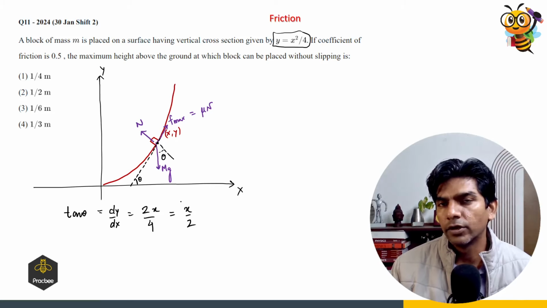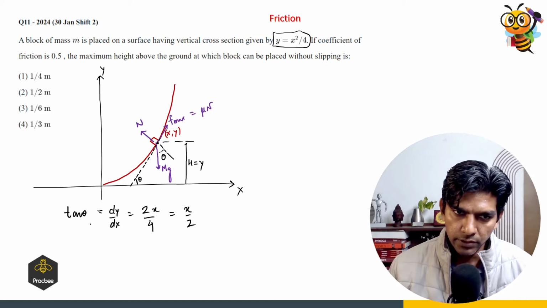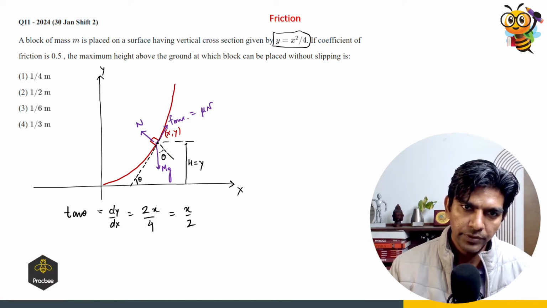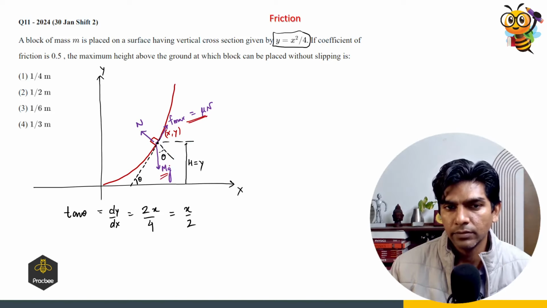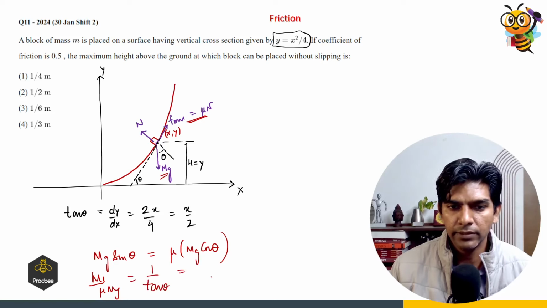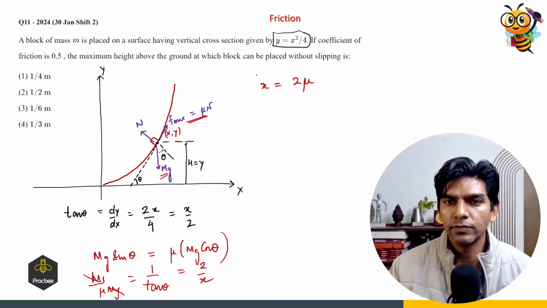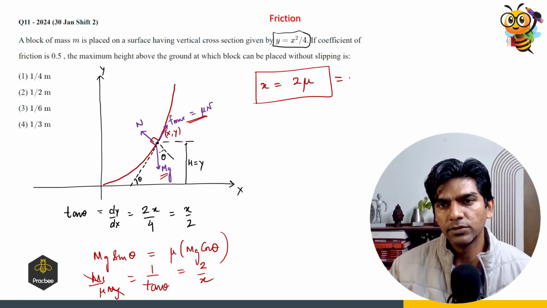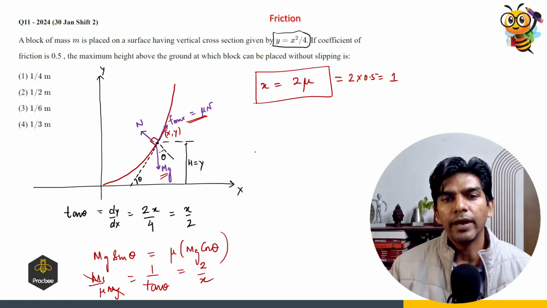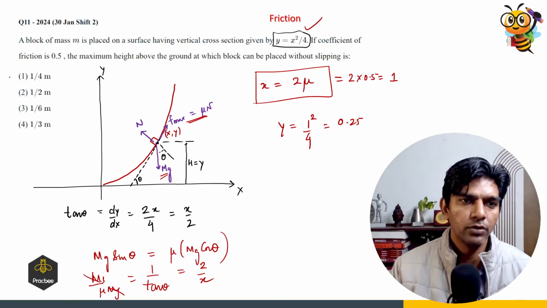And we have to find the y coordinate, this height, which is nothing but the y coordinate. We got tan theta as x by 2. In this case, the limiting friction must be balancing the weight component down the incline. So mg sin theta must be balancing mu n, and n in this case will be mg cos theta. So from this, mg by mu mg equals 1 by tan theta, and 1 by tan theta is 2 by x. So x will be 2 mu, because mg will get cancelled out. So x will be 2 times mu, and mu is 0.5, so this comes out to be 2 times 0.5, so it will be 1. So we got x and we have to find y. So y will be 1 square by 4 by using this equation. So it comes out to be 0.25 or 1 by 4. So option 1 is the right answer.